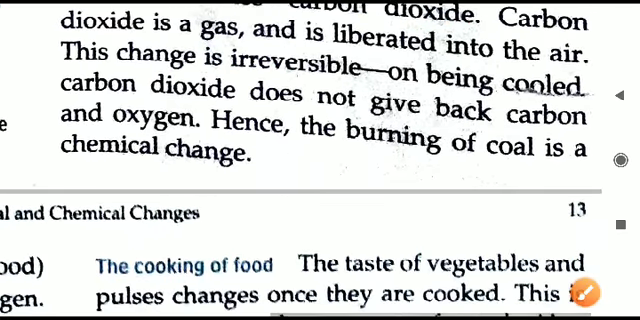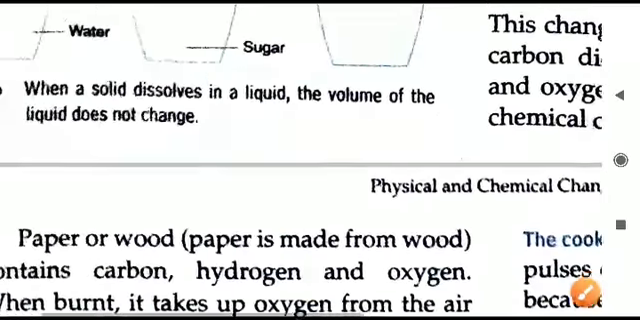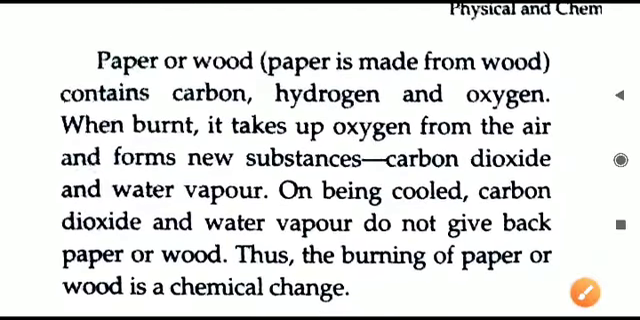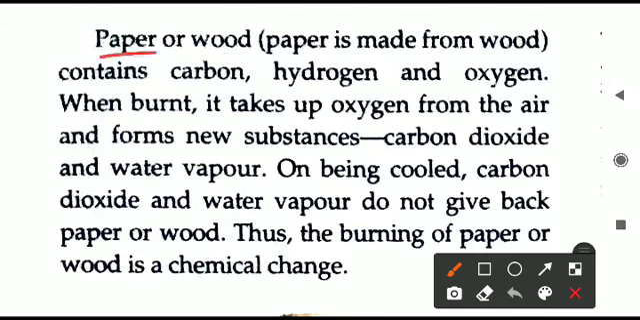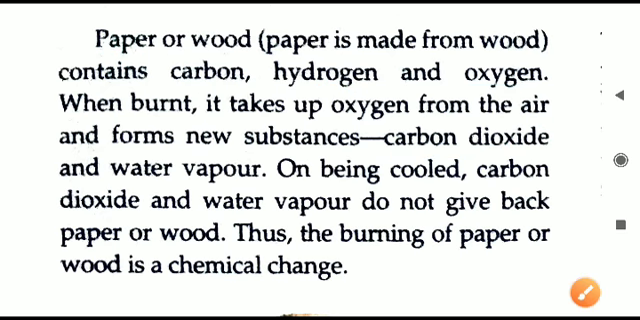So ultimately we can say burning of coal is a chemical change because it is irreversible also and a new substance, CO2, is produced. Similarly, paper or wood, when we are burning, it contains what? Paper or wood is made up of carbon, hydrogen and oxygen, and when we are burning it, what is happening? Again CO2 gas is produced and some moisture or water vapor is also there.